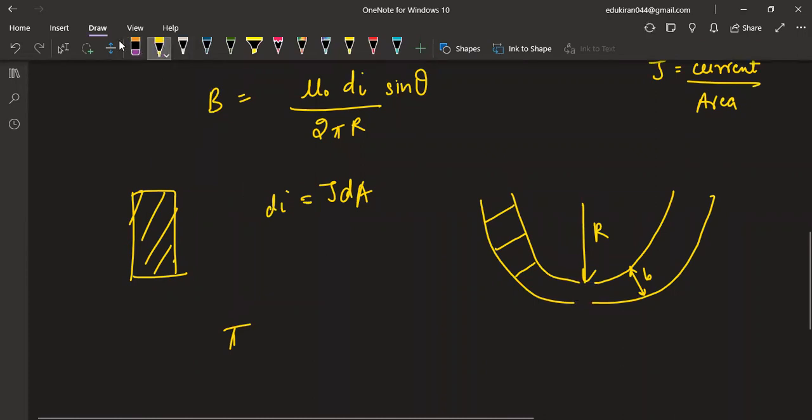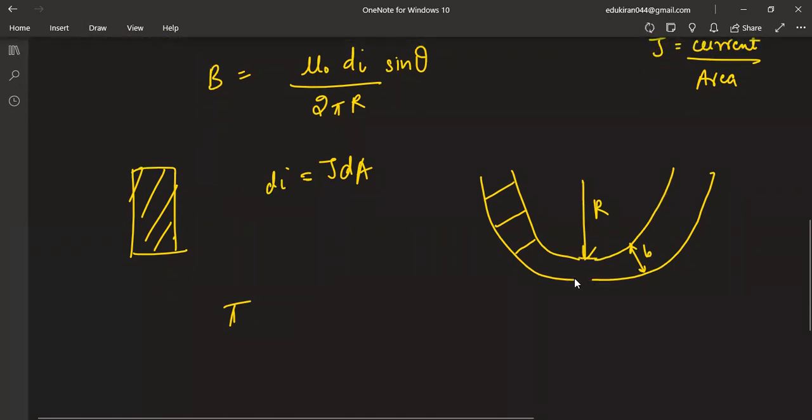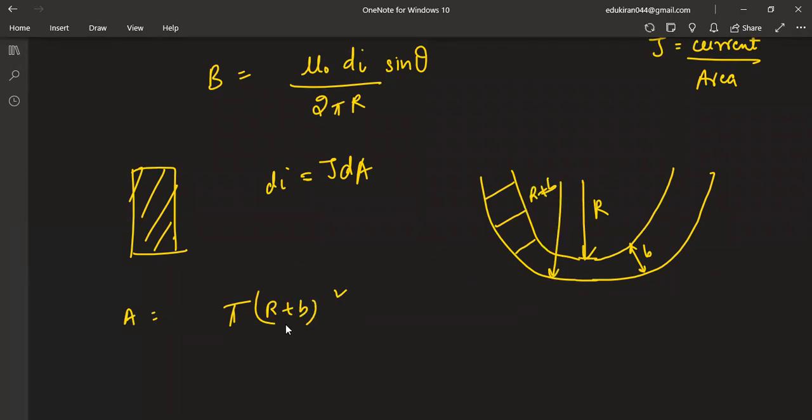Not this. This is not given. Only this is given. The length or the thickness of these wires is not given. So how will you write the area? Area will be pi (r + b). This entire will become (r + b) whole squared by 2. Right? Half you're taking it.